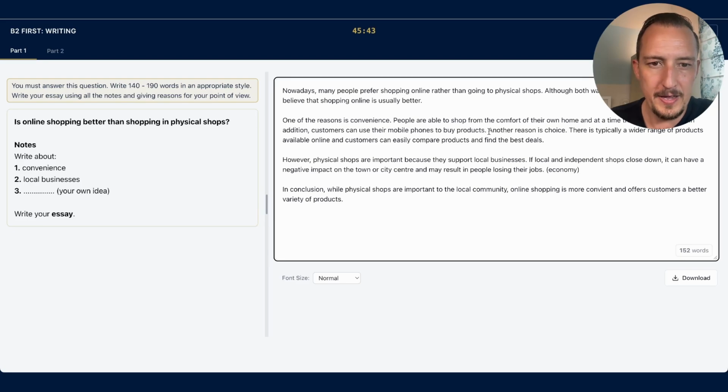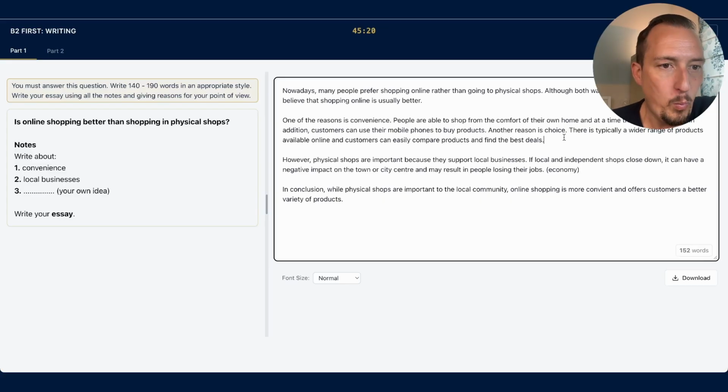Yeah, that's fine. Another reason is choice. Again, another short sentence. That's good. It fits with the style that we're going for. And this is our third point as well. Don't worry, you don't need to say this is my third point or anything like that. As long as it's clear what the third point is, because you've set it up like this, that's absolutely fine.